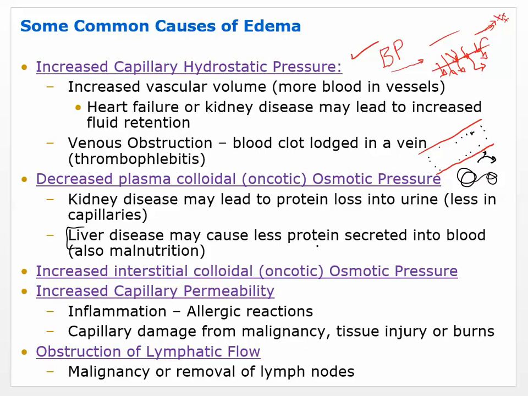And this is the example I used here. Liver disease may cause less protein secreted into the blood. Kidney disease may lead to protein loss into the urine. If you have some kind of glomerular disease, a nephrotic disease, then you could have proteinuria, which means protein in the urine, and that means it's not in the blood anymore, which can lead to generalized edema.